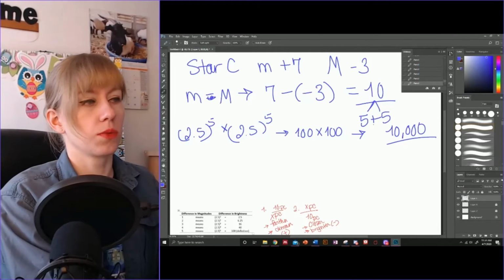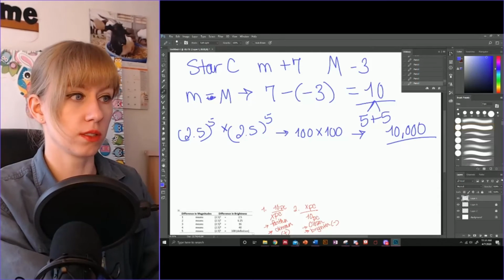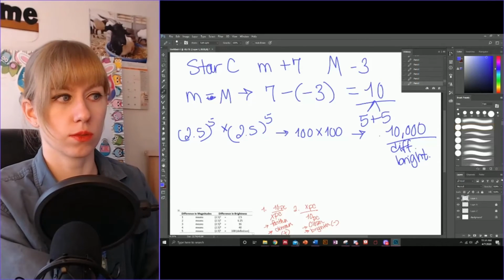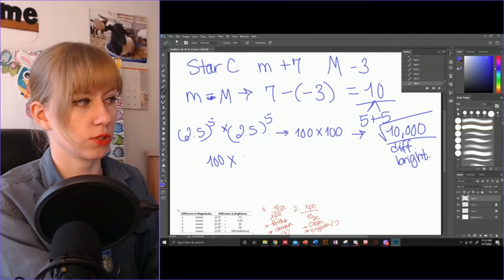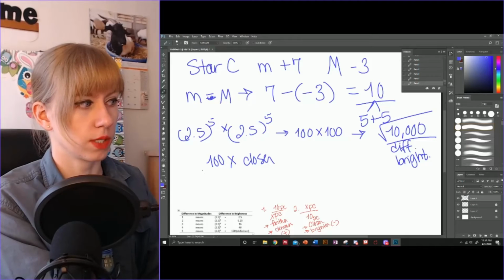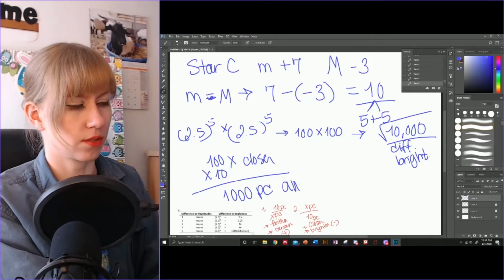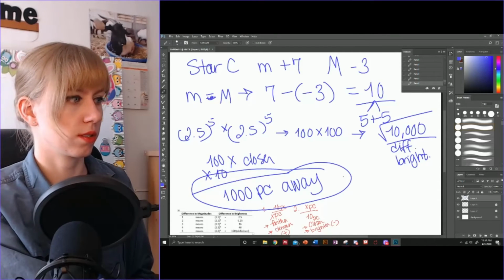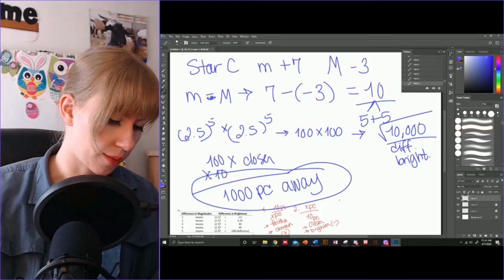Alright, so since we get here, and we know that in order to get to this point, because this is our difference in brightness, right? In order to do this, we need to square root it. Okay, so the square root of 10,000 is 100. So we knew we moved 100 times closer. Okay, again, multiply it by 10. 10 times 100 is 1,000 parsecs. And since it's greater than 10, we went 1,000 parsecs away. There we go. And that's how we find the distance of a star, using apparent and absolute magnitude.